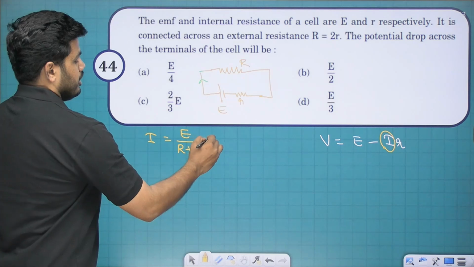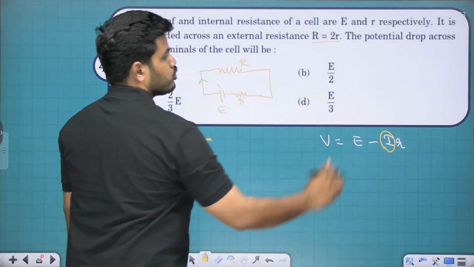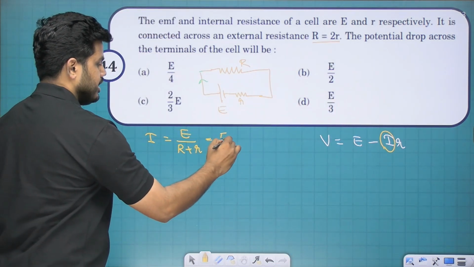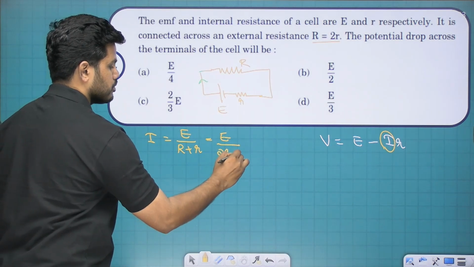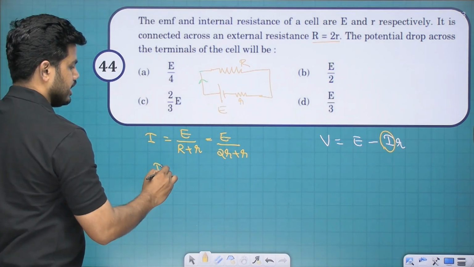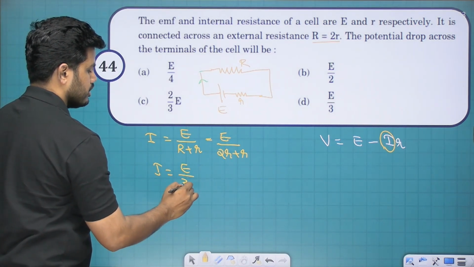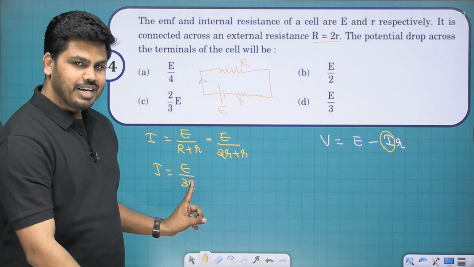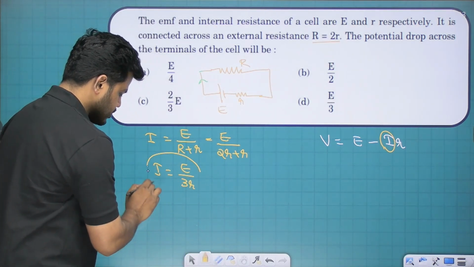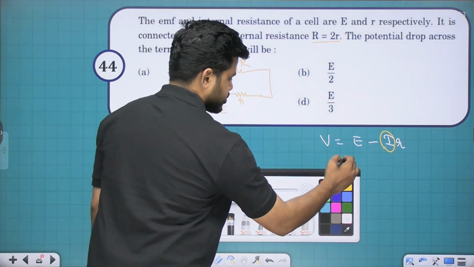Yes. You are given external resistance is 2 times internal resistance. So we can say E divided by 2R plus R. So we get I is equal to E divided by what? 3R. That is the expression for current. Now it is ready to substitute in your equation here.